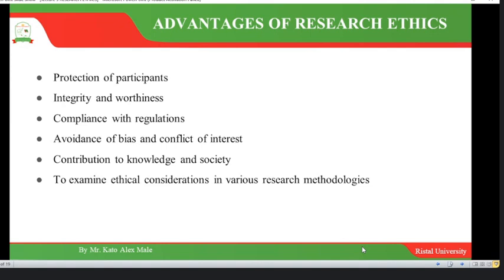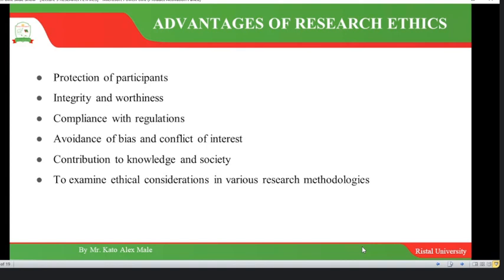Avoidance of bias and conflict of interest. Ethics helps us to avoid bias. It helps us to ensure that our work is not based on a certain group of individuals. In other words, you have not produced skewed results. And then try to avoid the conflict of interest. This usually comes from our co-authors or co-investigators, the people we work with. Are they providing any conflict of interest? You get it. An advantage of ethics is that it tries to avoid that. Then contribution to knowledge and society.